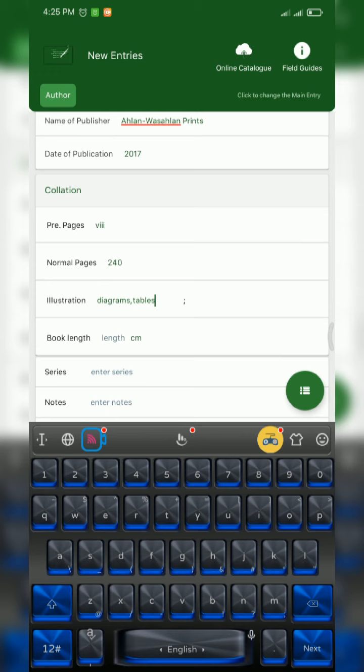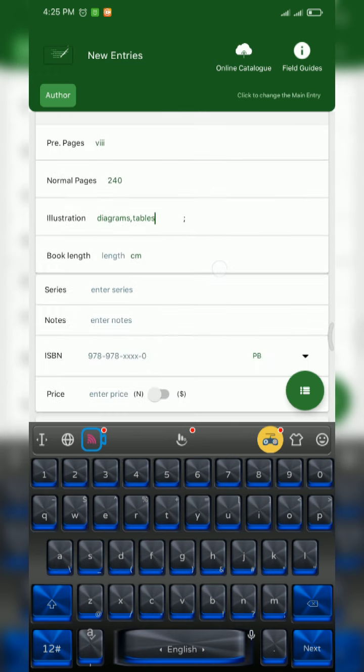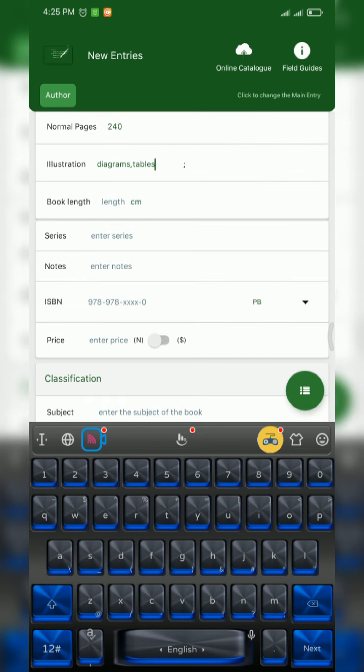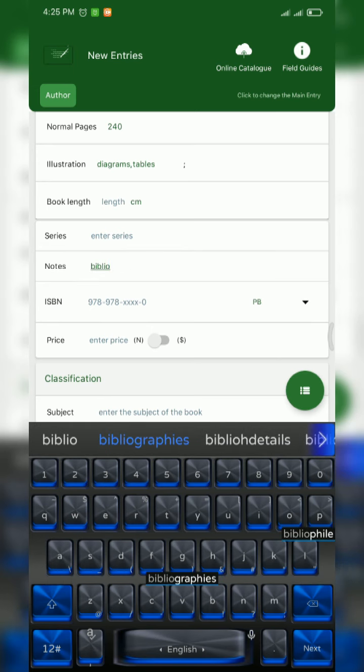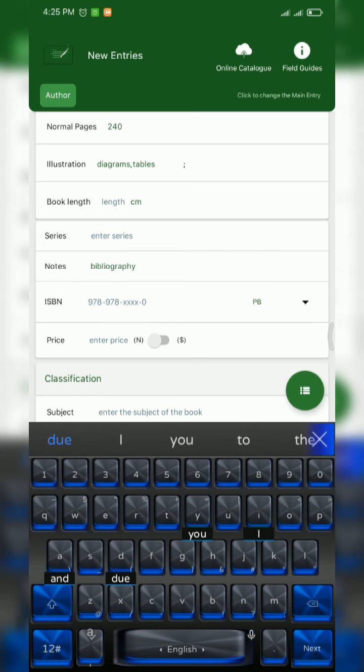Yes, the book has a lot of diagrams, tables. So we have indicated the book length. I'm not sure of the length, so I'll just keep that. It's not that important. Series, no series was given. In terms of the notes, checking at the back of the book, I can only see bibliography. Yes, that's the only note that is shown here.